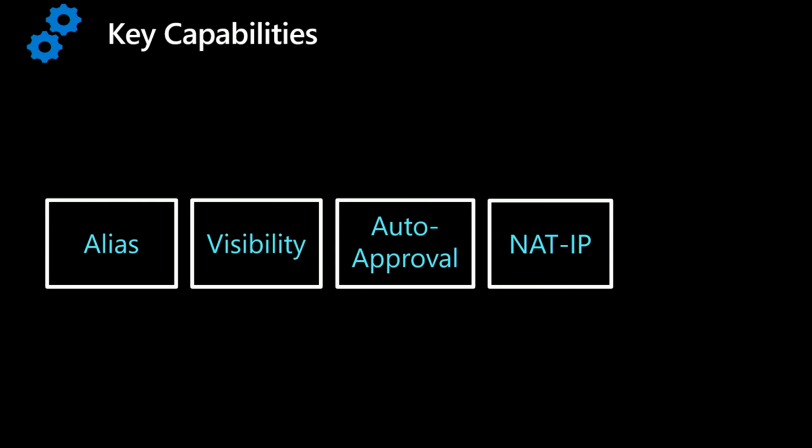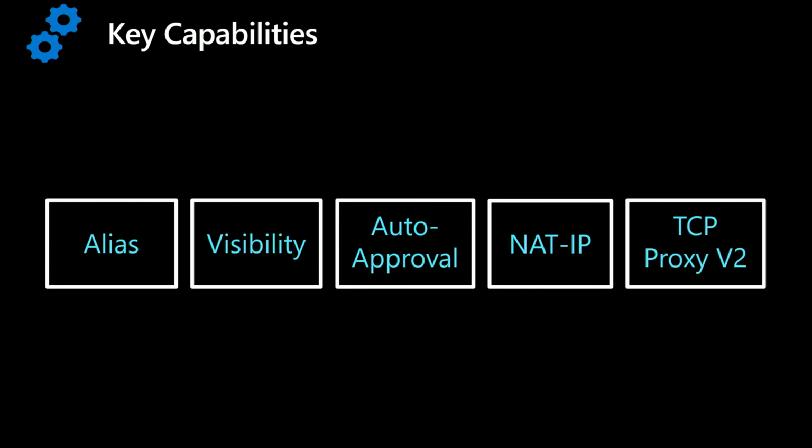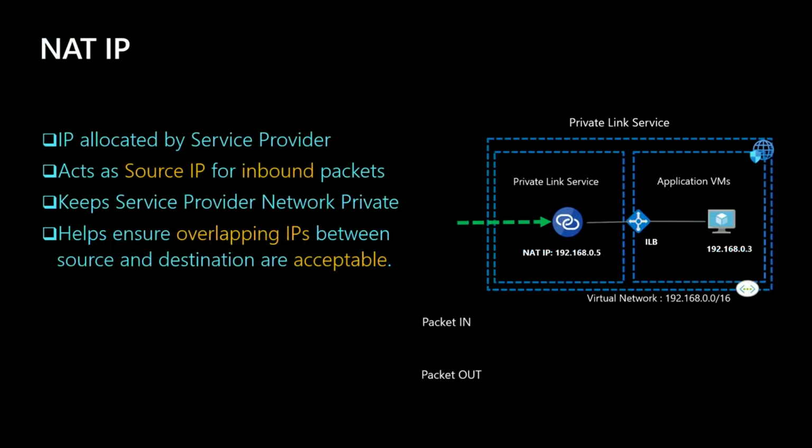Now there is still a problem. Service providers also want to know the client IP. If every packet is coming from this NAT IP, how will they know who the actual client is, so that they are able to filter or echo their stuff? For that, we use something called TCP Proxy V2, and we are going to get into it in the next slide.